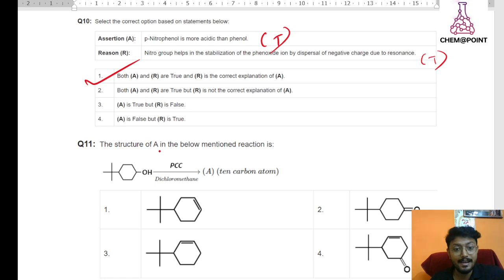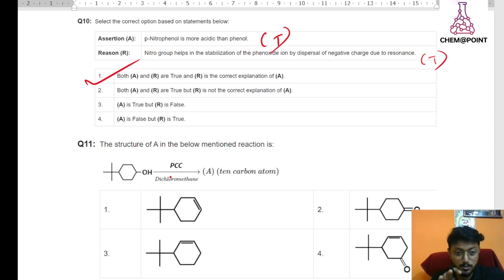Now, question number 11. The structure of A in the below mentioned reaction. So PCC in the presence of dichloromethane, that means CH2Cl2, is written here. PCC, pyridinium chlorochromate, is a mild oxidizing agent. If you put PCC on a secondary alcohol, you get ketones.